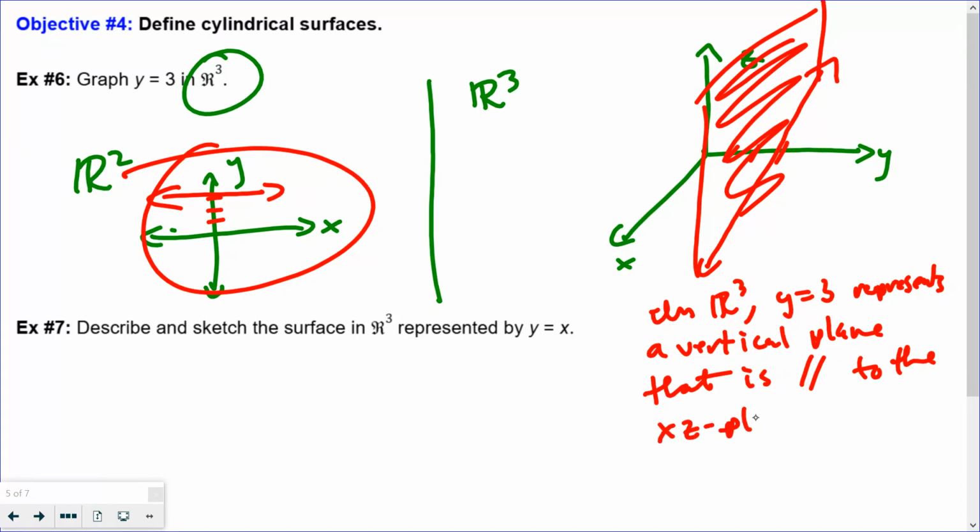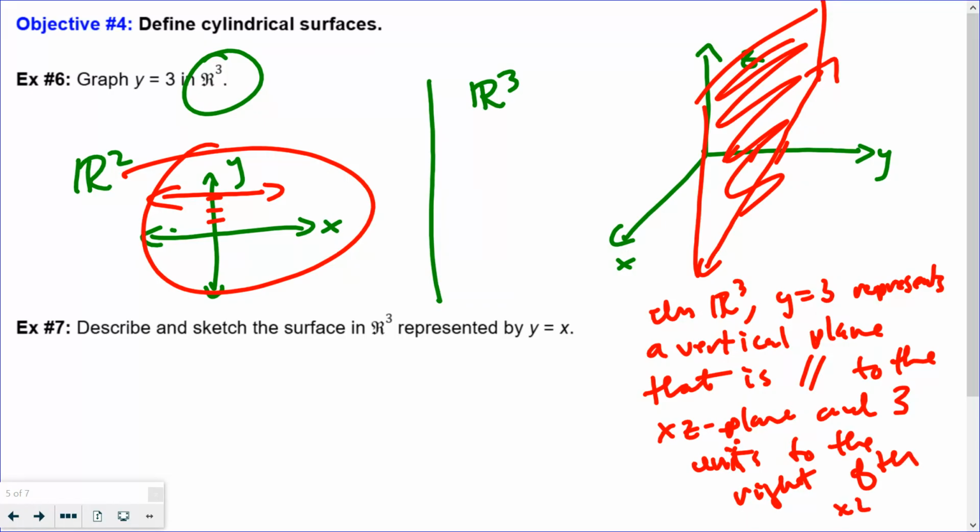So this will help you to know what some of the others look like, what z equals 3 looks like. What's x equals 3 look like? And it is 3 units to the right of the xz plane, because the xz plane is kind of like that glass. It's kind of like your origin, right? But what's the origin of 3 space? So that's what I'm referring to there. Okay? I'm going to erase some of that right now so that we have a little bit more room.